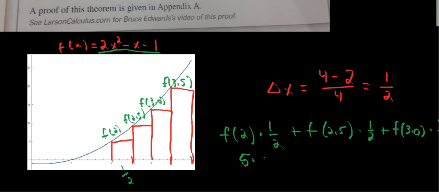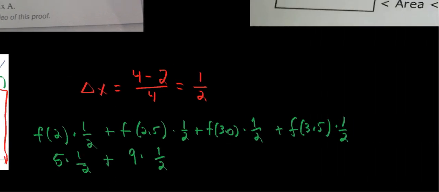So I get 5 times 1/2 plus, what's f of 2.5? I plug that in on my table. F of 2.5 is 9 times 1/2. And if you didn't know how to plug this in on your calculator, you could just plug the value in. Plug 2 in here, solve for it, and then multiply it by 1/2. Plug 2.5 in here, solve for it, multiply by 1/2. Alright, what's f of 3? That's 14, so we got 14 times 1/2 plus f of 3.5, 20 times 1/2.